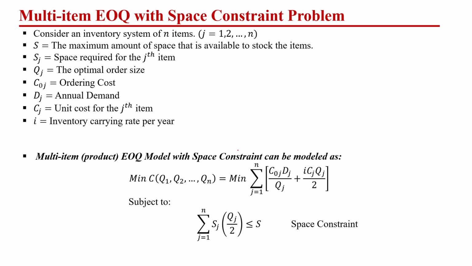So in a space constraint, again, we have the total cost that is the same. But instead of the budget constraint, now we have a space constraint, using the same idea. This is the maximum space availability. This is the space utilized by the jth product. Okay, this is the average inventory we are storing in the store of that particular product. So using this equation, we can adopt the same approach.